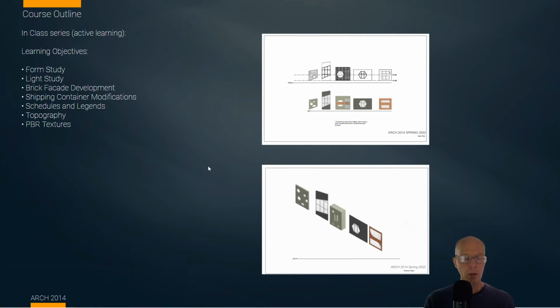And along with all the things that are happening with the projects and the lectures, there's that in-between space that I call the in-class active learning. And we do a lot of little mini experiments. I say mini, it takes them probably 30 minutes to an hour. Some take longer. We look at form studies, light studies, facade development, some modifications of a shipping container. I'll just show you these images as we go through them.